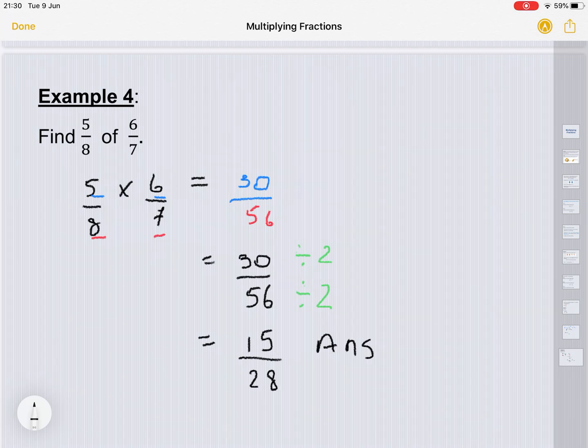It's very easy, boys. Multiplying fractions is very easy. You just multiply numerators, multiply denominators, and simplify the fraction whenever you can. And as we said before, the answer 15 on 28 in this case is smaller than both 5/8 and 6/7, because both 5/8 and 6/7 are fractions which are greater than 0 but less than 1. So the answer, 15 on 28, is smaller than both of them.